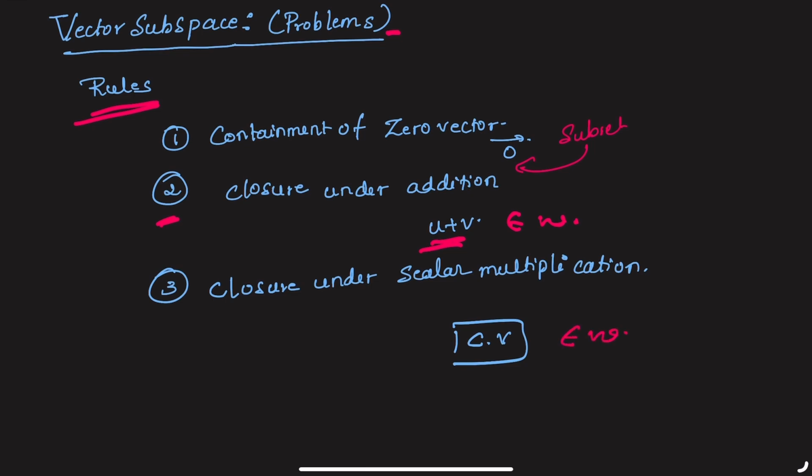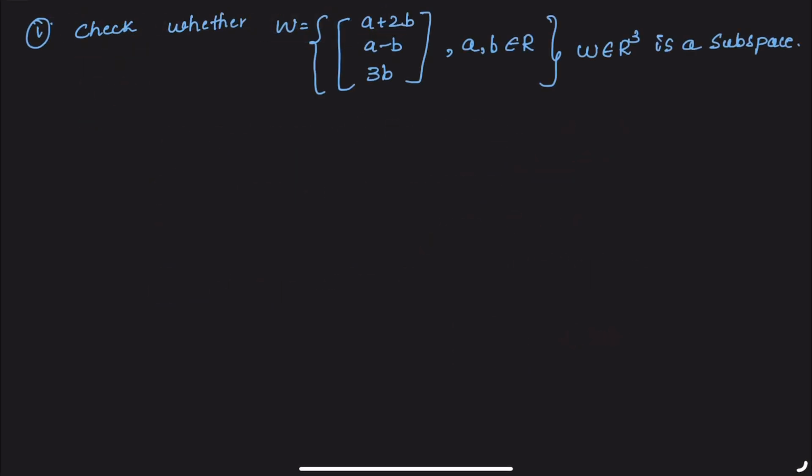Now let us dive into the problem part. This is the first question that we are going to solve. We have to check whether W, given by the vector (a plus 2b, a minus b, 3b), is a subspace. So what is the first rule? We have to check for the zero vector.